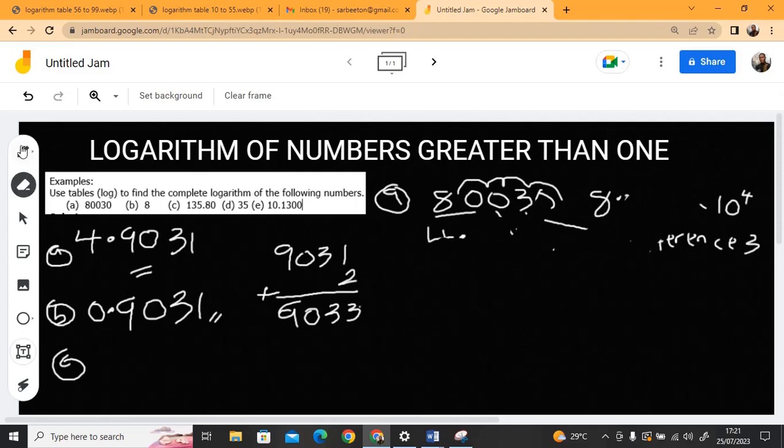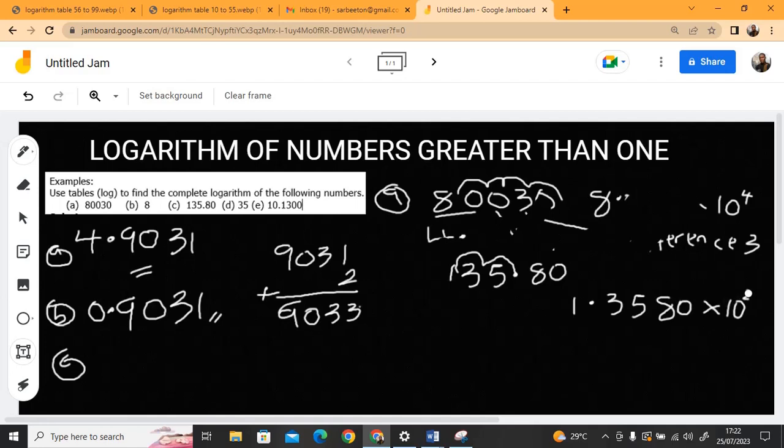Now you have 135.80. In standard form, this point has to move here, right? That's what I taught you. So this has to move 1, 2 places. So it will be 1.3580. You move twice, times 10 raised to the power of 2. So you pick this 2, that is the first number that will stand first. So here it will be 2 point.